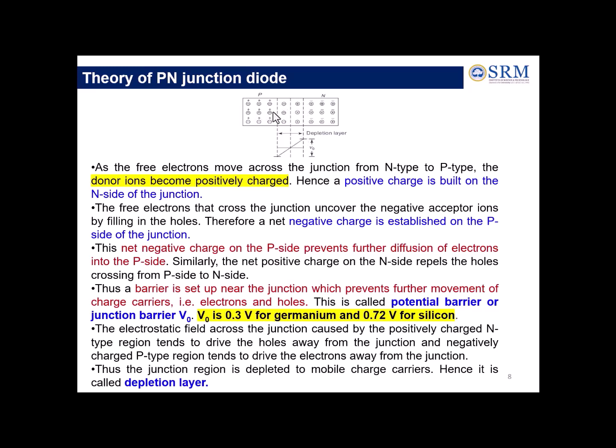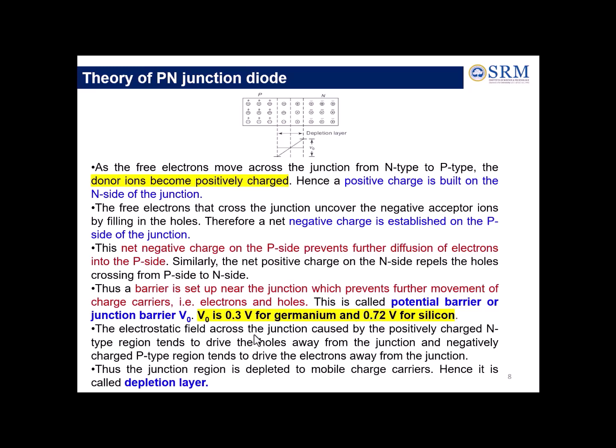So a barrier is set up near the junction which prevents the further movement of charge carriers. For the movement of these electrons and holes, a barrier is set up. This is called the potential barrier or junction barrier, and it is equal to 0.3 volt for germanium. It is very low, whereas for silicon it is a little bit higher, 0.72 volt.